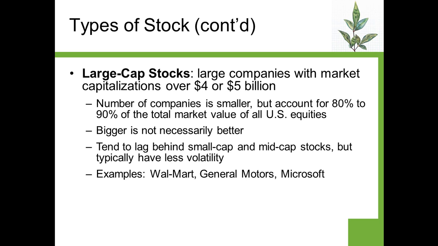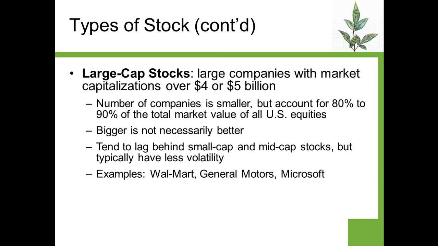Next, large cap stocks. Large companies with market capitalization over $4 to $5 billion. They are large companies. The number of companies is smaller, which means that these types of organizations are very low in quantity. Mostly 2 or 3 organizations are large cap, but they account for 80% to 90% of the total market value of all US equities. It means that these organizations offer more equities, more shares of common stock in the market.